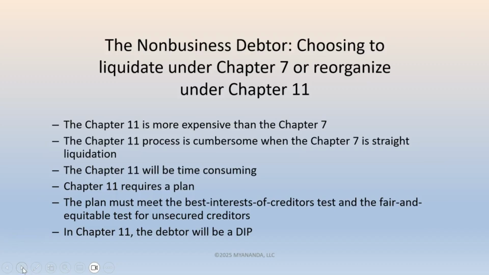All right, and non-business again, choosing to liquidate under 7 or reorganize under 11. Chapter 11 is clearly more expensive than Chapter 7. The 11 process is cumbersome. We've already discussed that in this presentation and in that lecture on this very topic. Chapter 11 will take more time and requires a plan, and it must meet the best interests of the creditors test. And in Chapter 11, the debtor will be a DIP.